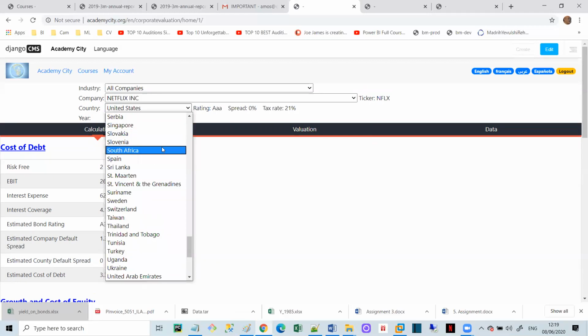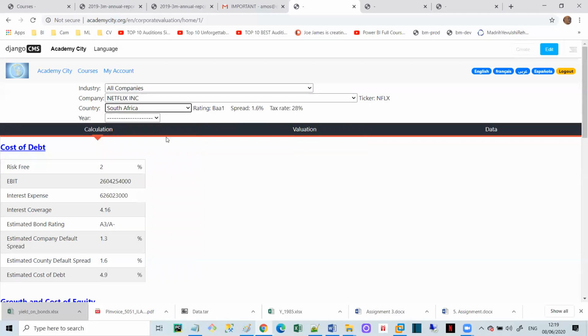Why do I put it here? Let's say I do South Africa, okay? South Africa is much riskier than the United States. So if I really want to estimate the interest rate of doing business in South Africa, I would have to add to the 2%. I have interest coverage, which means I have another risk of the company, that's 1.3 plus the 2. I have to add to that 1.6% because I'm operating in a very risky country like South Africa. Not very risky, but riskier than the United States.